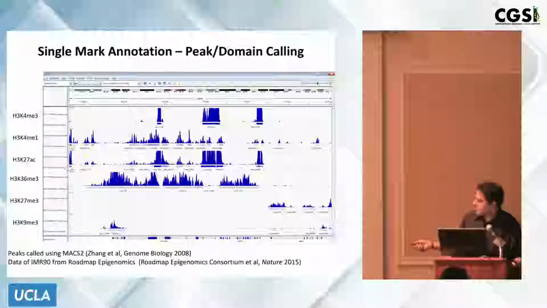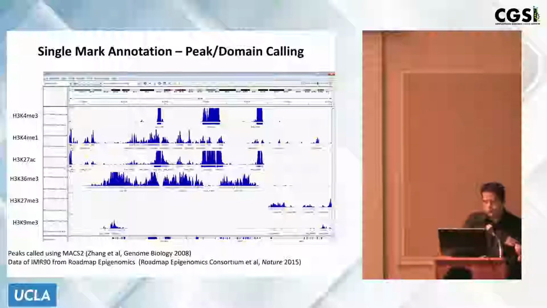As part of the Roadmap Epigenomics effort, which I'll talk about later, these are 6 different histone modifications. And peaks were called using the MACS software. So what you're seeing here are the signal tracks for 6 different modifications, and right under it, these binary calls of where there's an enriched signal level relative to a certain background model.